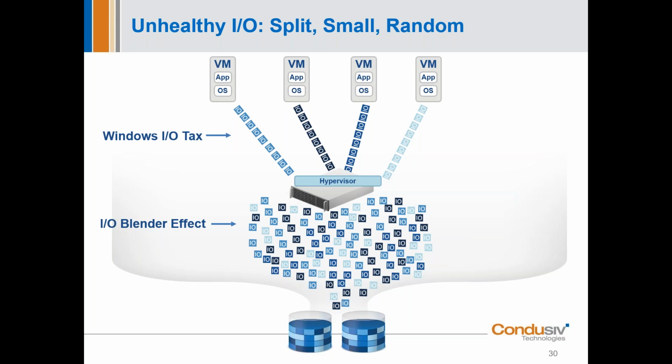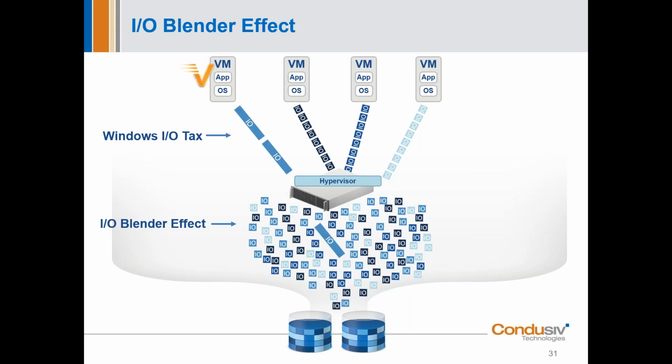Now, the other thing that we want to look at is called the IO blender effect. This is that second IO penalty, also AKA IO contention. We all know what this is. It means that the workload from VDI client number 1 or server number 1 is being impacted by the workload from client or server number 37.